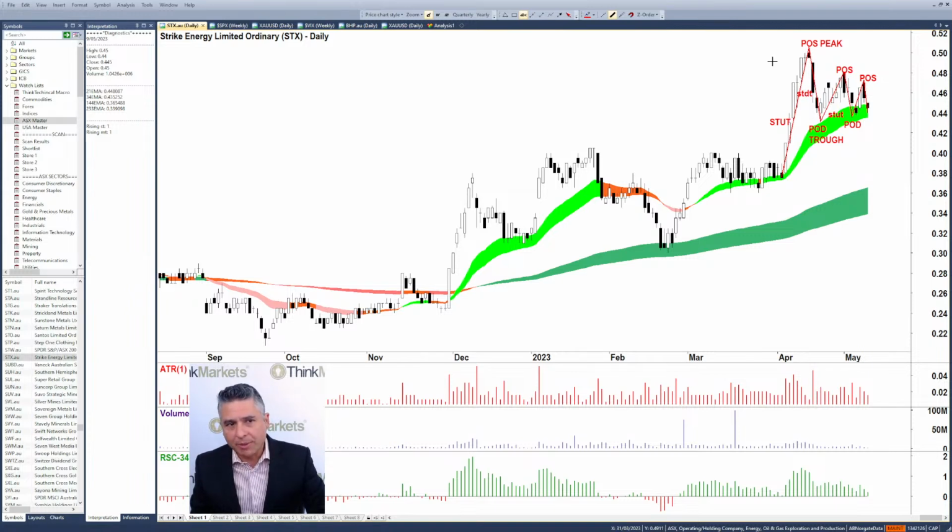The other thing that bothers me about this is the candles, and in particular, I'm noting the black candles through here and here. Whilst the responses to those aren't terrible at all, I'm just getting the feeling that Strike is starting to lose the battle a bit.